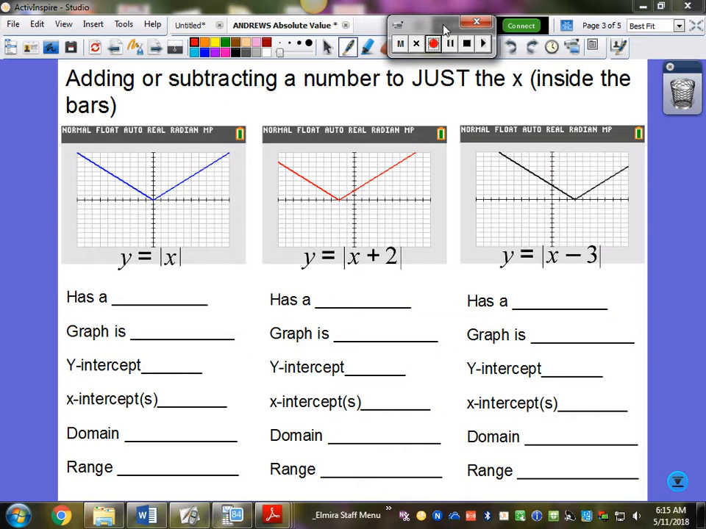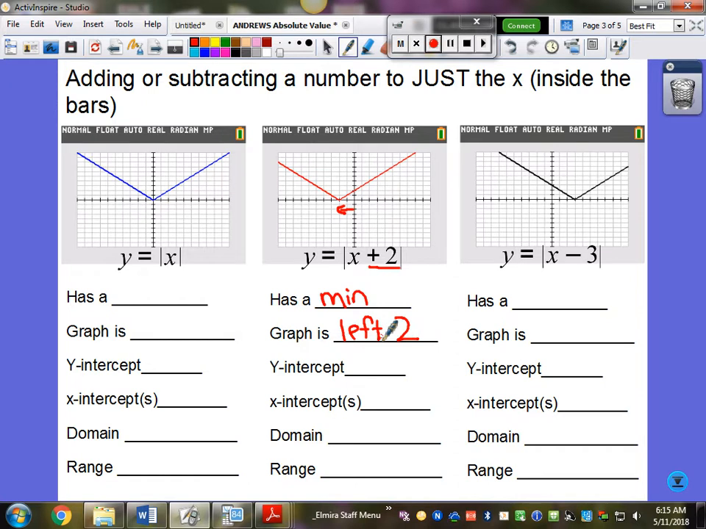Okay, so I'm not going to fill in all this stuff again over and over again for y equals absolute value of x, because that's going to be the same every time. Here, you're going to notice that once I put a +2 on the inside, it shifted the graph left 2. Now, plus kind of common sense makes you think it's going to the right, but remember x always behaves in the opposite of what you think, so it's going to the left 2.